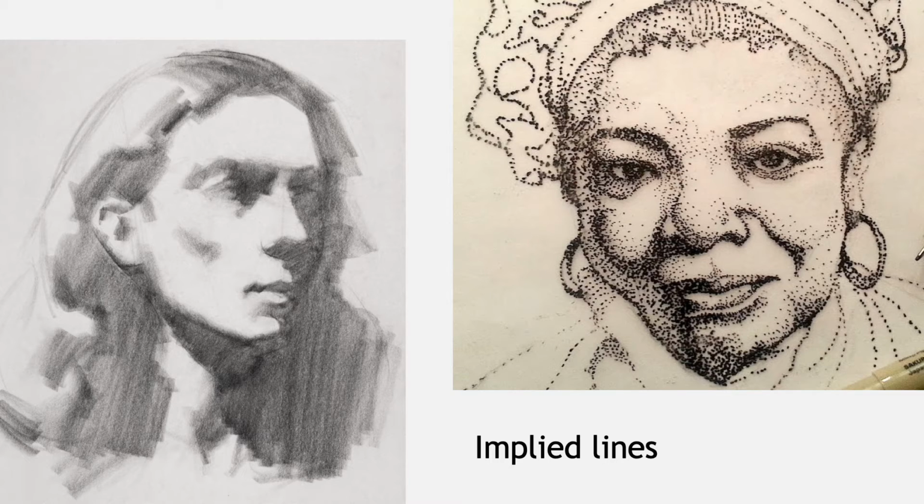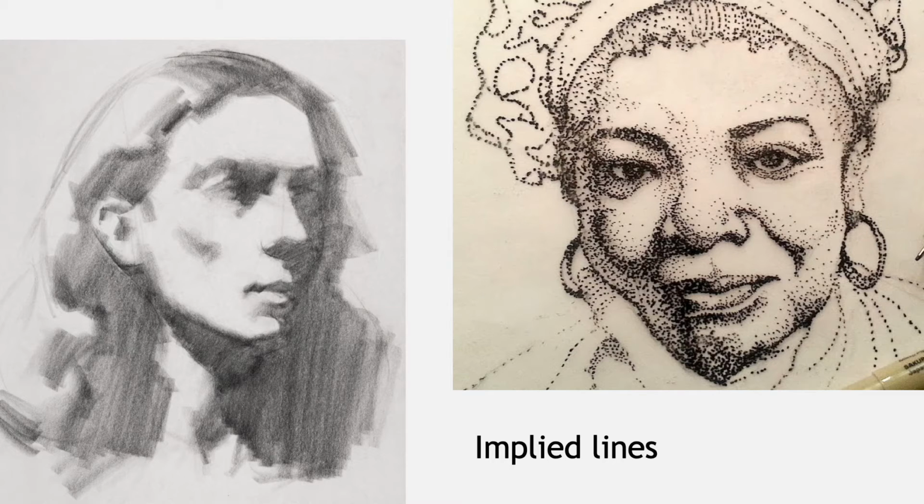The dots are placed close enough together to the point where it creates the illusion that there is a line there. And this is done in other parts of the face as well and drawing overall. But this is just one way that implied lines can be used in art.